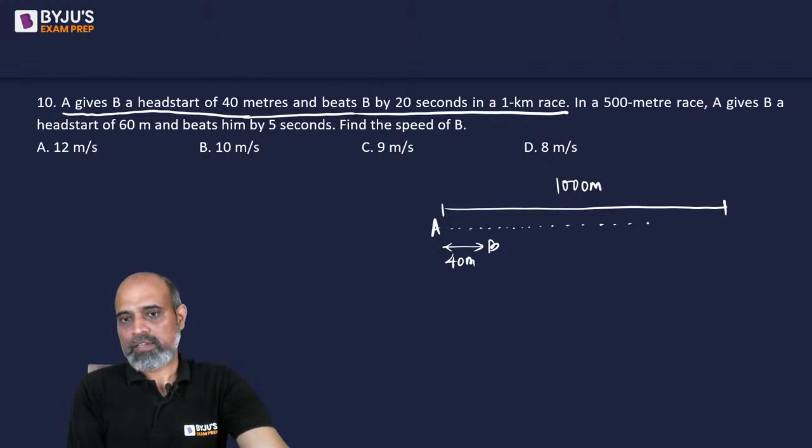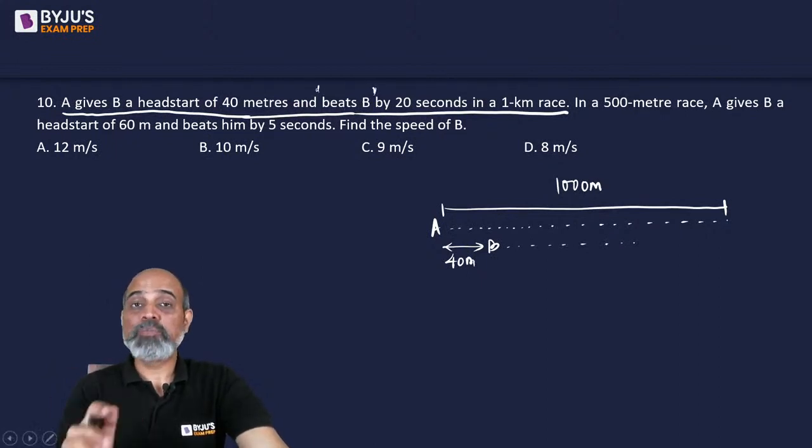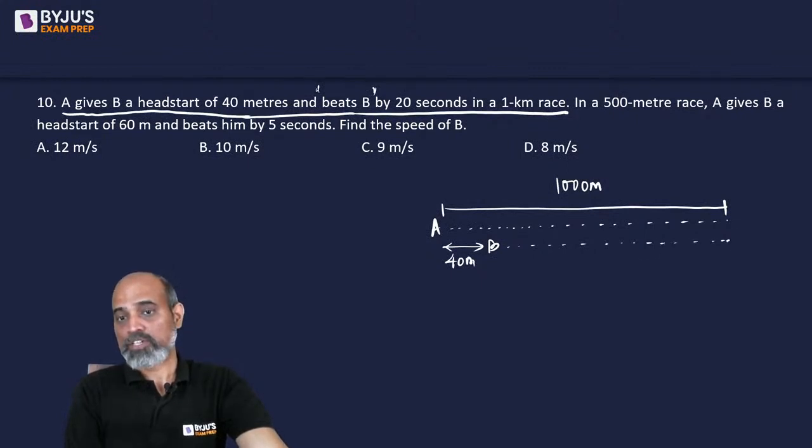ठीक है? When they start running, A beats B. A अभी भी B को हरा दिया. कितने टाइम से? 20 seconds. That means if A has taken T time, B has taken T plus 20 time.